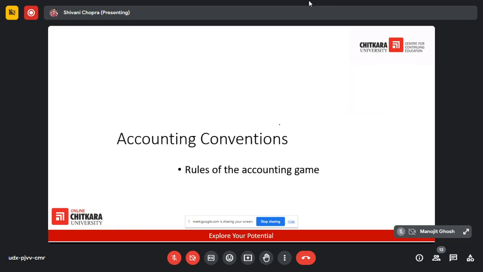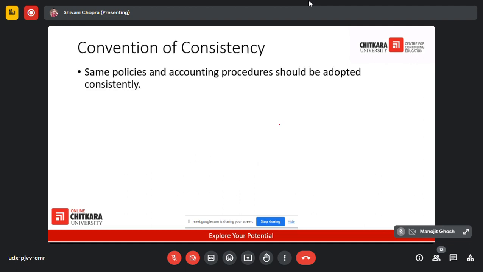So that takes us to accounting conventions. They are the rules of the accounting game. One is consistency. What does it state? That the same policies and accounting principles should be adopted consistently. They should not be changed with the passage of time.